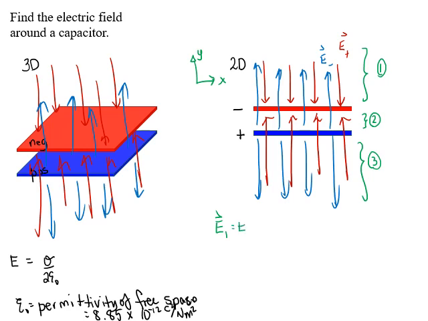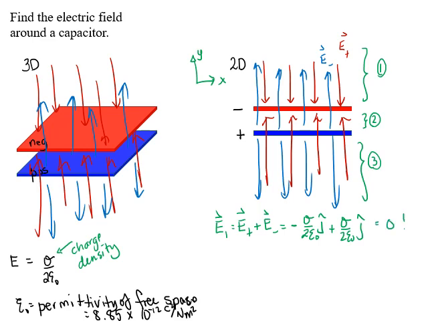My electric field in region 1 is the electric field due to the positive plate added to the electric field due to the negative plate. My positive plate will have an electric field that points down, so it's going to be in the negative j direction with a magnitude of sigma over 2 epsilon naught, remembering that sigma is the charge density. So that's down, so it's negative. My electric field due to the negative plate up here in this region points up, so that one is positive, plus sigma over 2 epsilon naught j hat. Notice that those two are equal and opposite, and sum to 0.